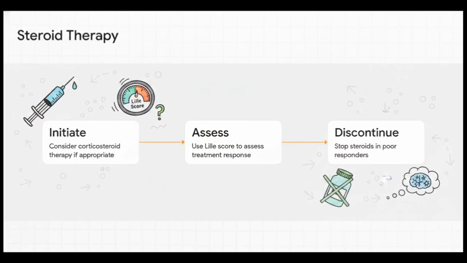Now, if you do decide to initiate corticosteroids, your job isn't done. You can't just write the order and walk away. Step 1 is initiating the steroids. Step 2 is assessing the treatment response after initiation, and we do this using another tool called the Lille score. If that Lille score indicates they are a poor responder to the steroids, we move to Step 3. You discontinue the steroids. At that point, you really need to consider specialist management, because continuing steroids in a non-responder just exposes them to dangerous immunosuppression without any therapeutic benefit.